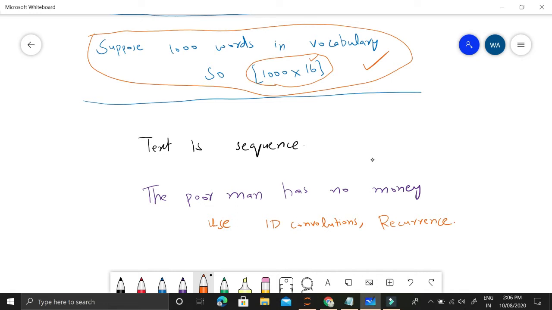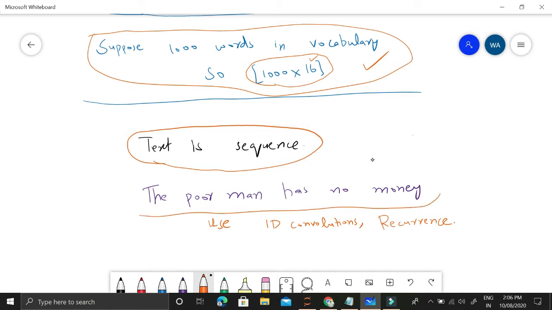Now the final detail is that we are dealing with text, and text is a sequence. By sequence, what we mean is that each word is actually dependent upon the previous words. Look at this sentence. In this sentence, this "money" contains no meaning individually, but when it is seen as a whole, it contains this meaning: "no money" totally negates the meaning of only "money". If I say "the poor man has money", it is a totally different sentence, but saying that "the poor man has no money" totally changes the meaning of the sentence.